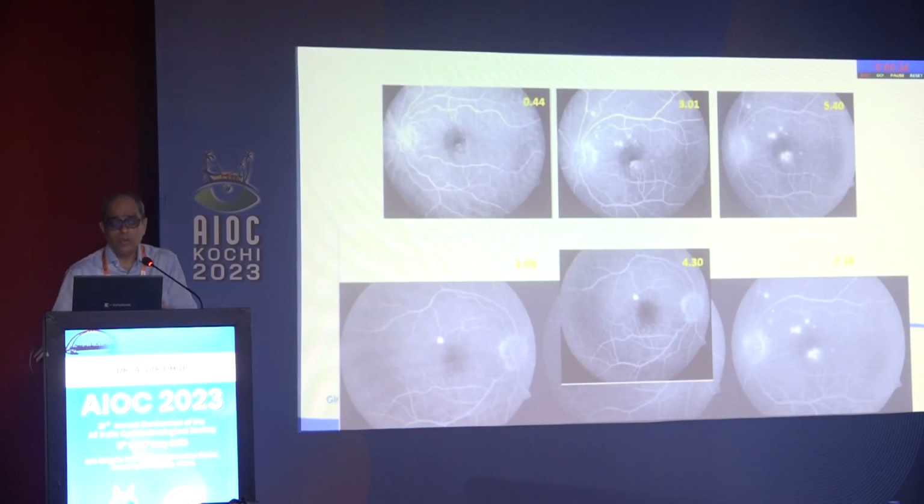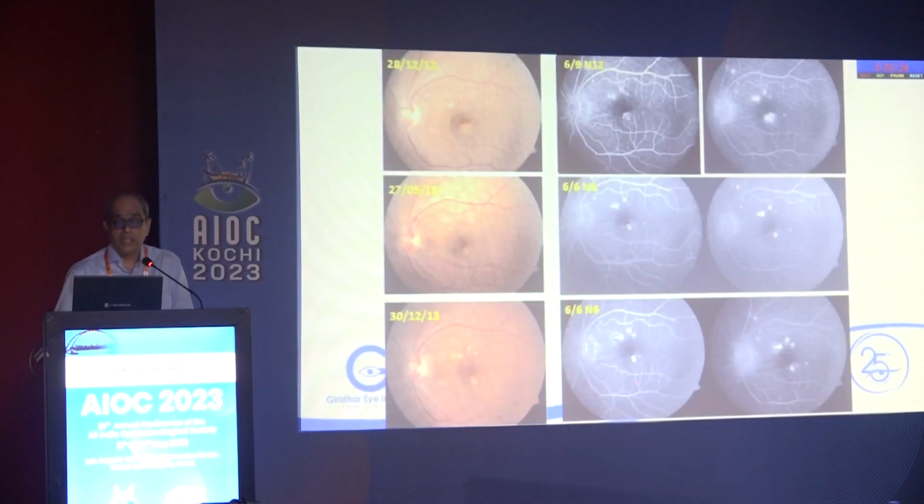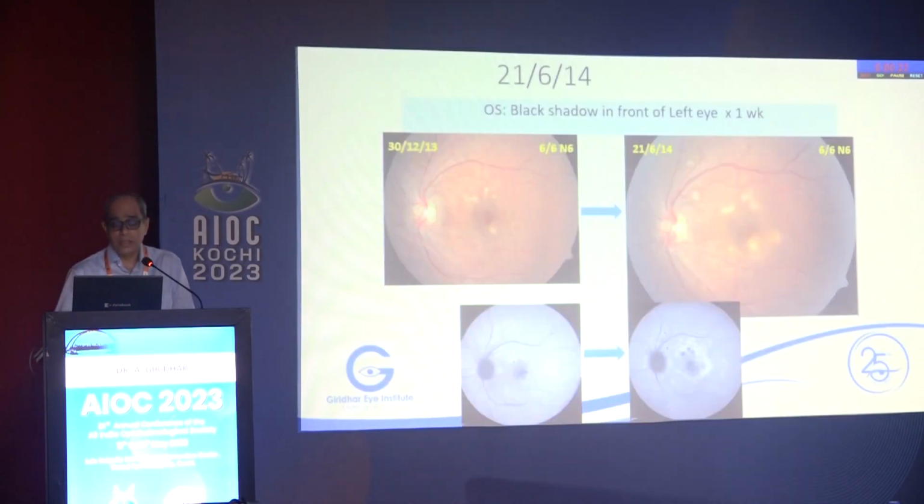Okay, so we do the fluorescein angiography. You can see that in the area where there was a little bit of hyperreflectivity, there is minimal leakage. You can see the leakage, and therefore this patient was treated with anti-VEGF injections. In follow-up also, it is very useful to look for recurrence.